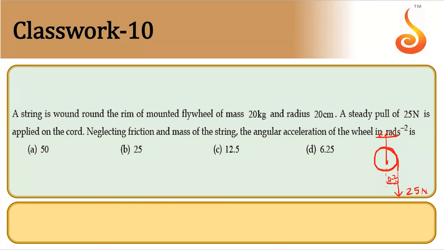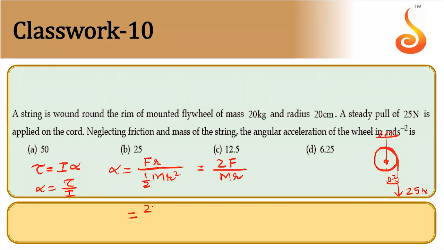Now what will be the angular acceleration? Torque should be equal to I into alpha, so alpha should be equal to torque divided by I. Torque is force into perpendicular distance, F into R. Moment of inertia for the disk about the axis perpendicular to its plane passing through the center of mass: for a disk it should be half mr square. Wheel means it is a disk. So that will turn out to be 2F divided by mR.